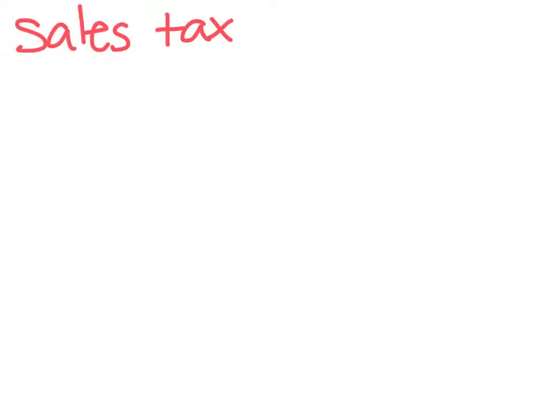A television set costs $1,500. There is a 7% sales tax that is added to the charge of the television set. How much is the sales tax? There are two different techniques we can use to solve.